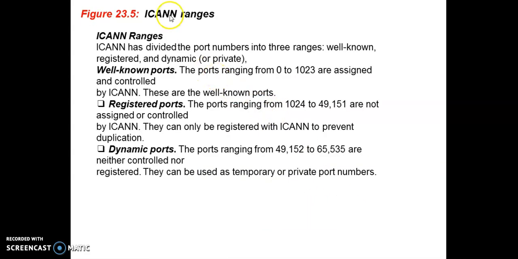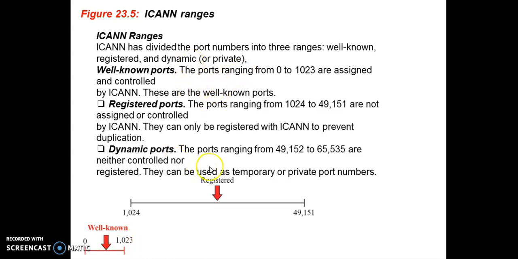These are the ICANN ranges. The port numbers are divided into three ranges: well-known, registered, and dynamic ports. The well-known ports range from 0 to 1023. They are assigned and controlled by ICANN. These are the well-known ports.